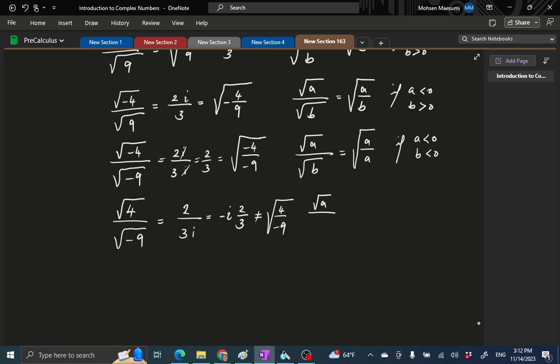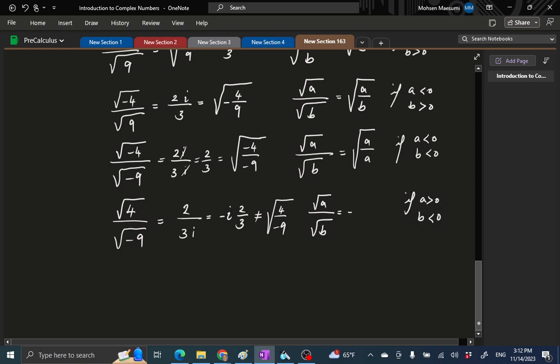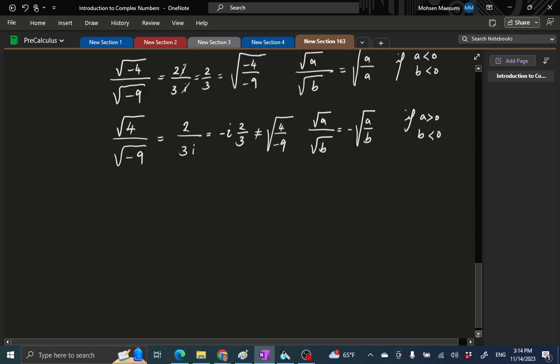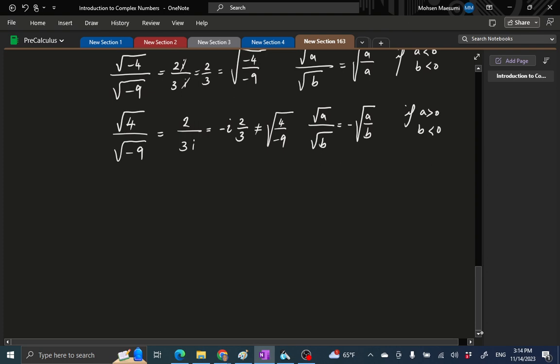If I have the square root of a over the square root of b, and I know a is positive, however b is negative, this is the negative of the square root of a over b. And that is our surprise here. So we can paraphrase this the following way.